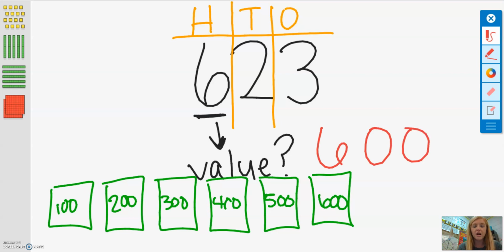Okay? All right, I want you to check out your activity in Seesaw. You're going to be looking at a 3-digit number in Seesaw, and you're going to tell me the value of every single digit in that number, and you're going to do it just the way we did it right here.